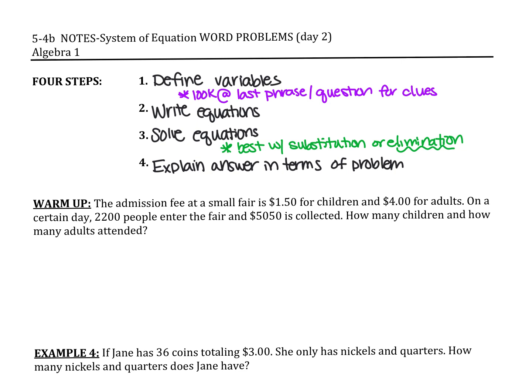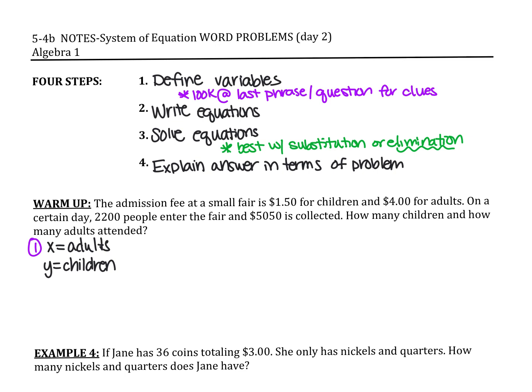First thing we should do, define our variables. I tend to use X and Y, and I'm going to go to that last phrase. It says how many children and how many adults attended. Okay, so I'm going to define my variables. I'm going to let X equal adults and Y equal children.